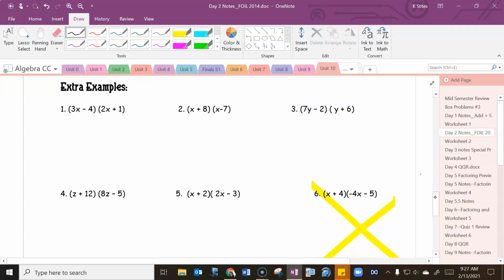All right, let's try it again. First, 3x times 2x is 6x squared. Outer, 3x times 1 is 3x. Inner, now we're down here, negative 4 times 2x is negative 8x. And last, again, you're multiplying. Negative 4 times 1 is negative 4. Okay, so that was the multiplying step. Now we're combining like terms. 3x minus 8x is negative 5x.